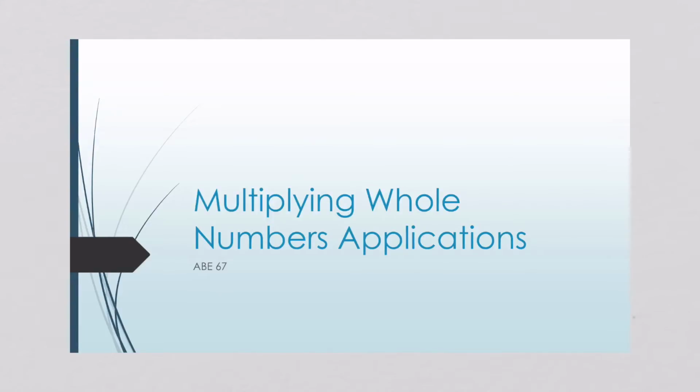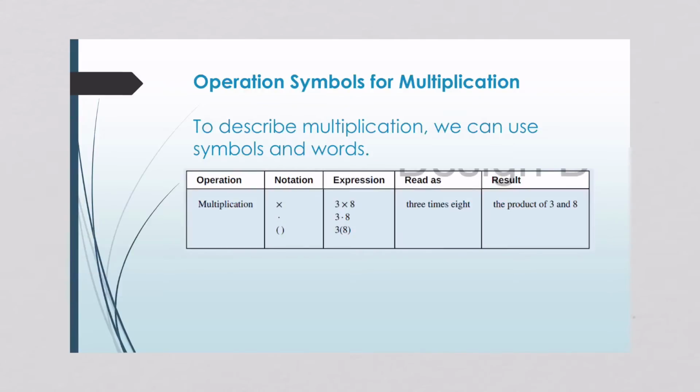Okay, so we're going to talk about multiplying whole numbers and their applications. To describe multiplication, you can use symbols and words. Usually we say product or times, or in specific cases we could say twice something. That means multiplication. But usually there aren't a lot of words that we could use to indicate multiplication like there are with addition and subtraction.